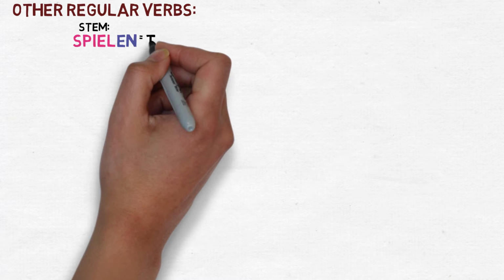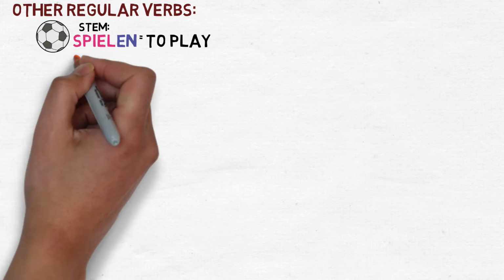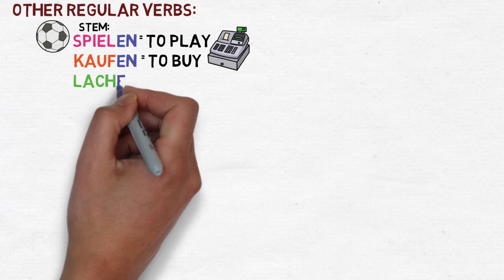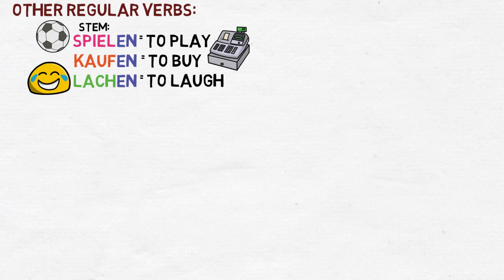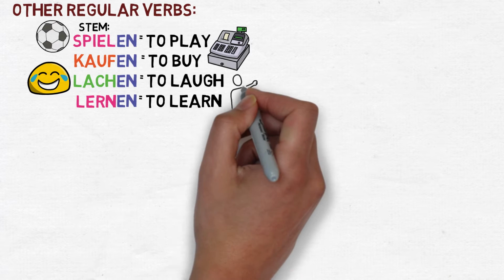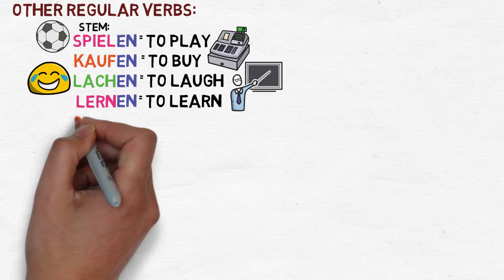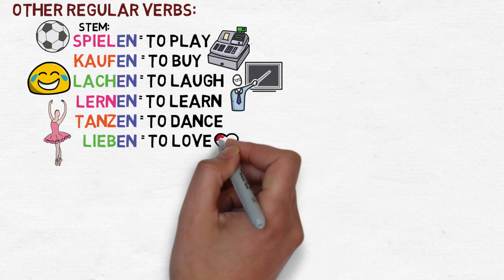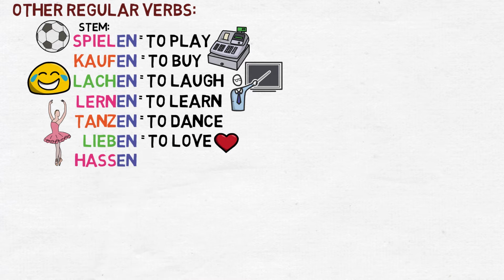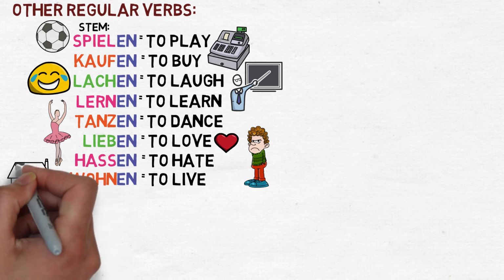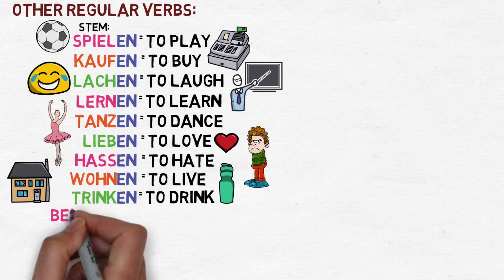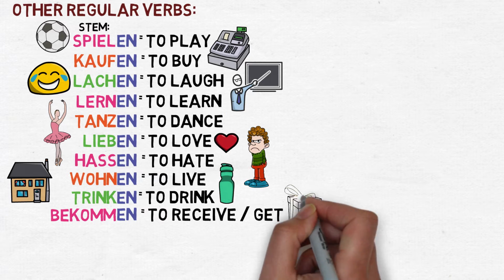Spielen, to play. Kaufen, to buy. Lachen, to laugh. Lernen, to learn. Tanzen, to dance. Lieben, to love. Hassen, to hate. Wohnen, to live. Trinken, to drink. Bekommen, to receive or to get.